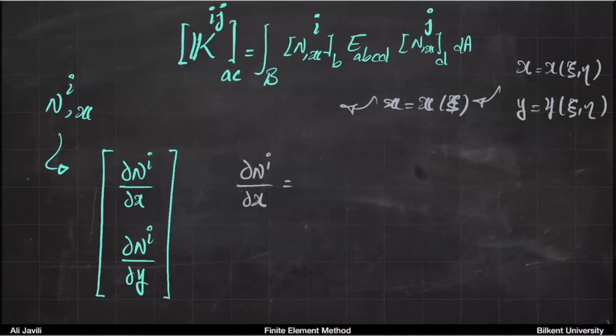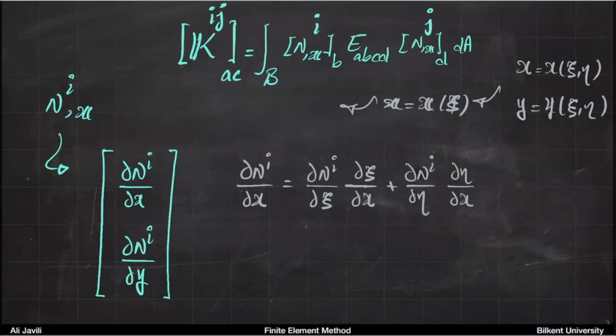So if you have that, and N is a function of x, but you want to express it in terms of ξ, this would be the derivative of N_i with respect to ξ, times the derivative of ξ with respect to x, plus the derivative of N_i with respect to η, times the derivative of η with respect to x, right? Remember, N_i is a function of ξ. Now, if ξ is a function of x, you can write that.